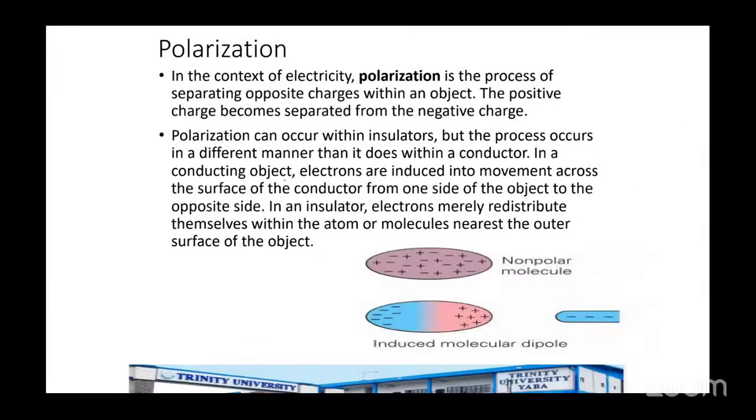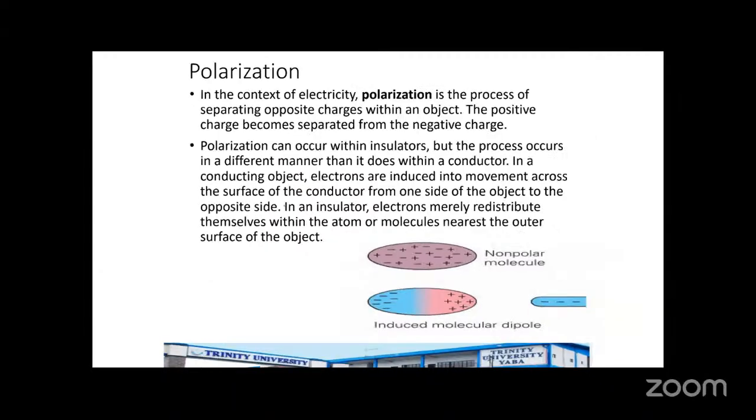So I've talked about this before, polarization of charges. Polarization is the process of separating opposite charges within an object. If you look at this diagram here, for every neutral body, we have an equal number of neutrons, an equal number of protons and electrons, an equal number of positive charges and negative charges. So this has an equal number of positive and negative charges.